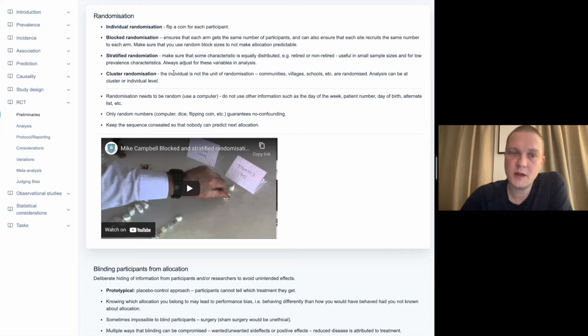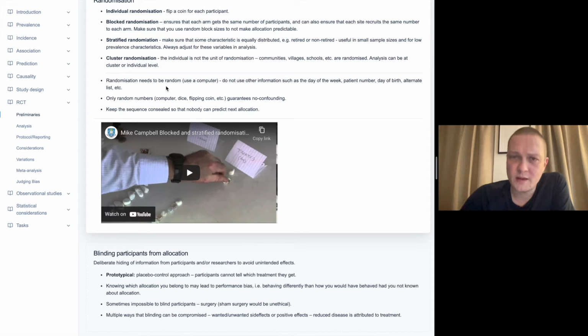Cluster randomization: if it's not actually possible to randomize individuals, then you can use cluster randomization. So you might randomize communities or villages or schools. Analysis can then be at the cluster level or at the individual level. There are some considerations you need to take when using cluster randomization. So consult somebody who's used to using cluster randomization.